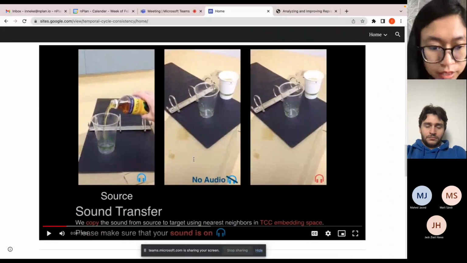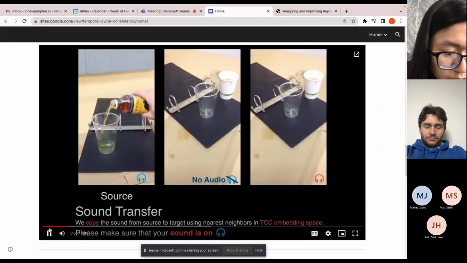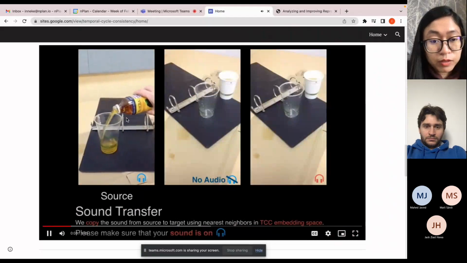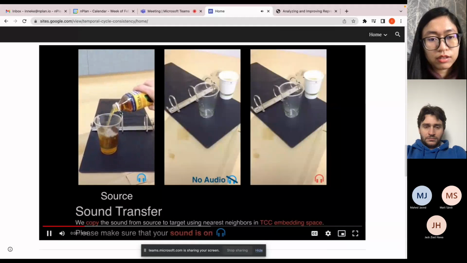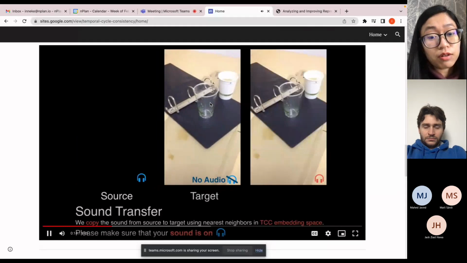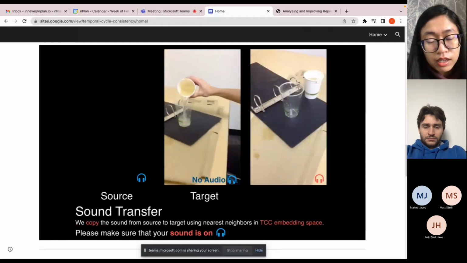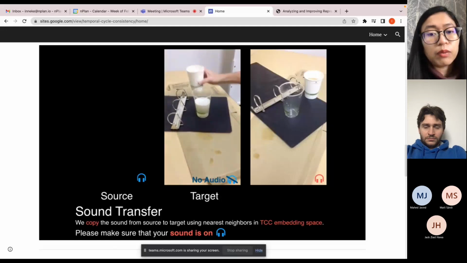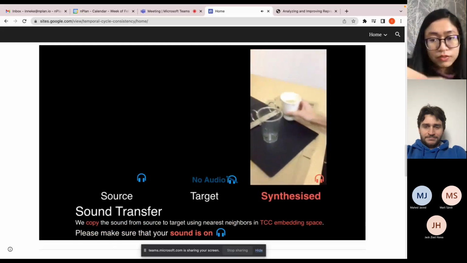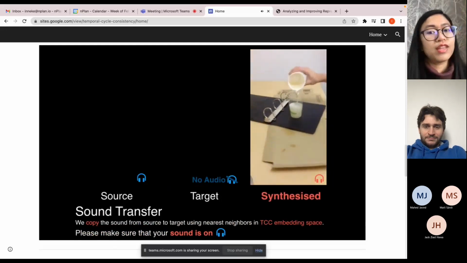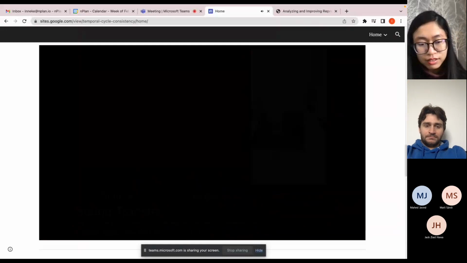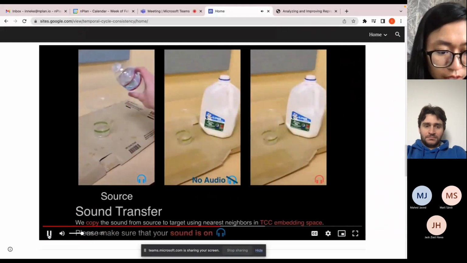Another interesting application is, let me just play this. For example, we have this boring sound, and then we have another video that doesn't have the sound of this boring action. Then we can use the boring sound from the first video in the second video so that they are aligned in time. So we can transfer this sound.